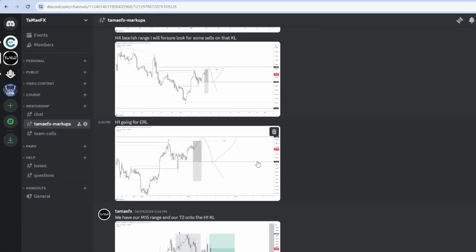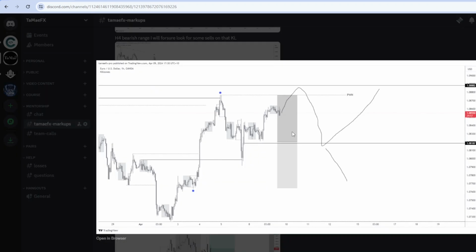Okay, then I went to my H1. H1, I was looking for price to take out this external range liquidity because it had already tested the discount of the range. Okay, so I was just expecting bullish price action from here until it takes out that previous week high. Then we go to my entry.